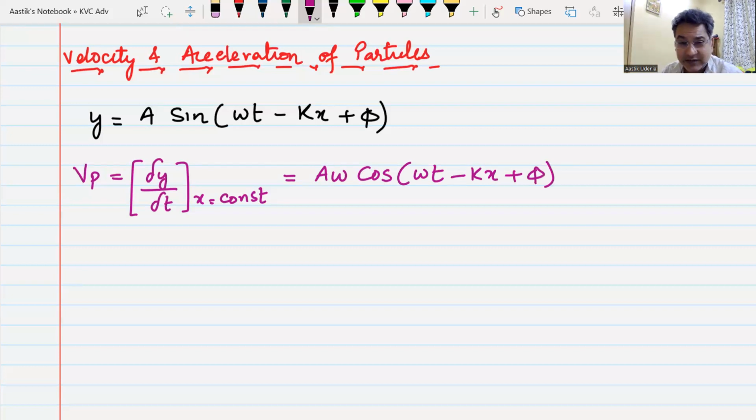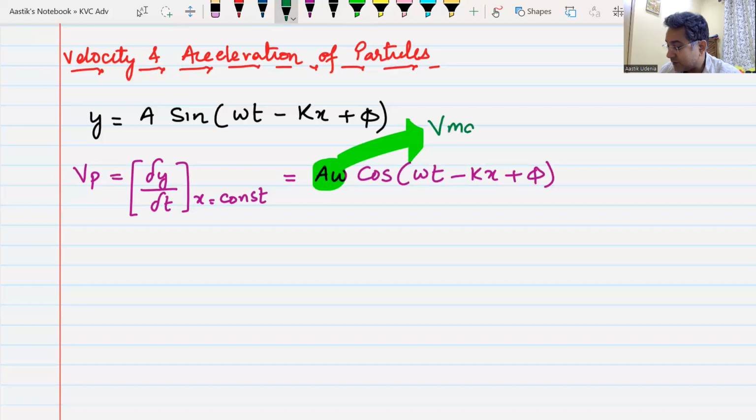Now this is exactly the same as the equation of SHM. The only thing is x can be 0, can be 1, can be 2, can be 3. So what does this a omega become? Maximum particle velocity, Vmax.